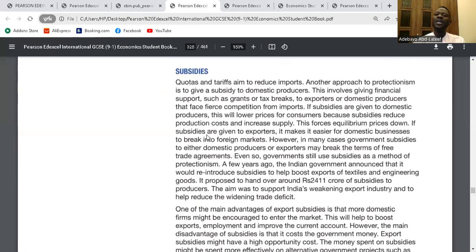Subsidies. Subsidy is financial help from government. So if government wants to help domestic firms, government can help them through financial aid like subsidy, which will allow them to have a reduction in their cost of production. A reduction in their cost of production would enable them to increase their output and sell at a lower price in terms of export, which allows them to compete with foreign businesses. That's subsidies.